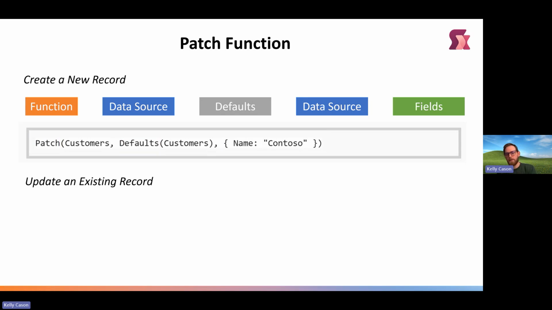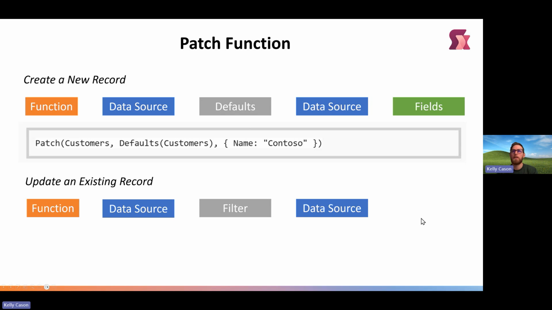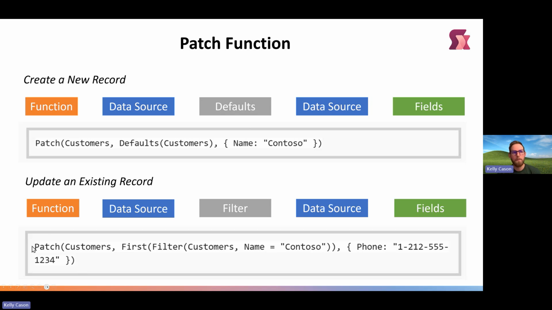If you want to update an existing record, it's a very similar process, but instead of using defaults, we need to filter out to the record that we want to update. So it's just about identifying that singular record. So function, data source, filter, data source, fields, and then that looks like this. Patching customers, filtering our customers data source where name equals our value. So that's how we identify the individual record. And then again, in squiggly brackets, we're putting in the value that we want to patch. So that's just to give you a high-level look at it. We're going to go through several different real-life scenarios here.